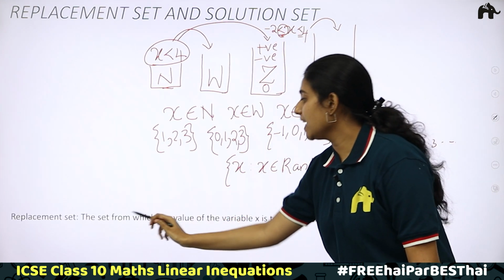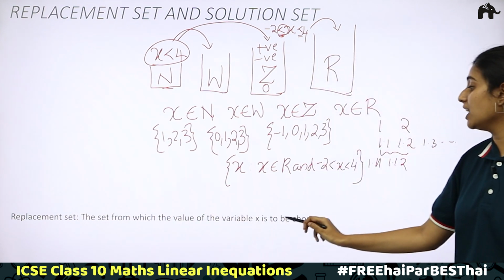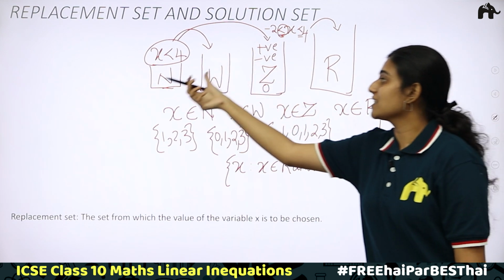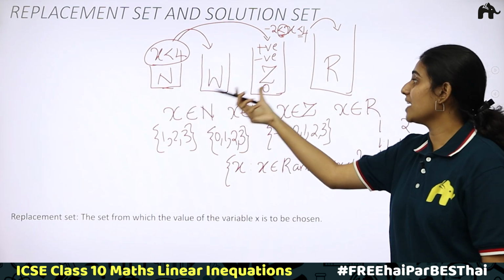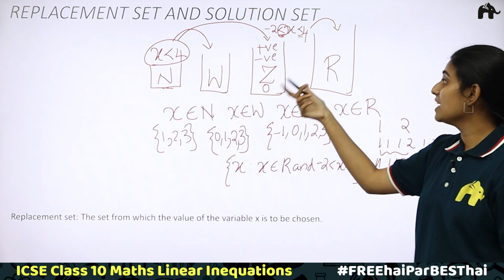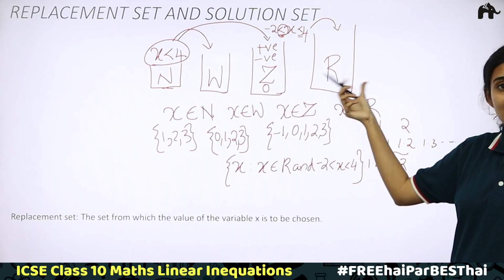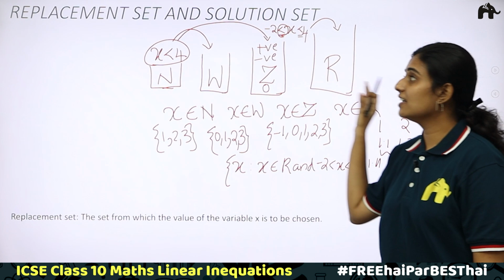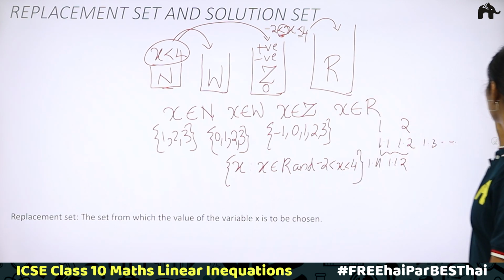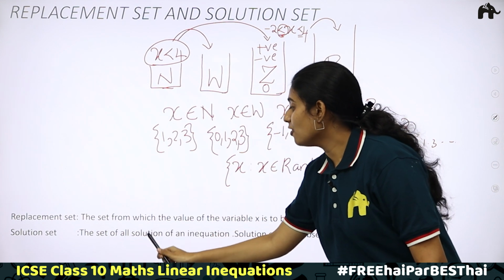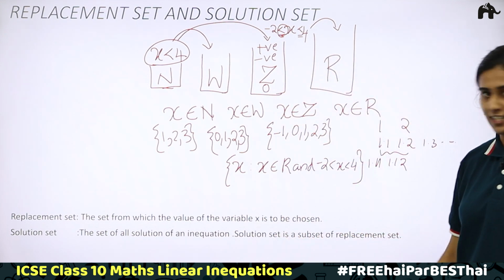Replacement set is the set from which the value of the variable X is to be chosen. Here we had the 4 baskets: the basket containing natural numbers, the basket containing whole numbers, the basket containing integers, and the basket containing real numbers. These are our replacement sets. And what is solution set? The set of all solutions of an inequation.